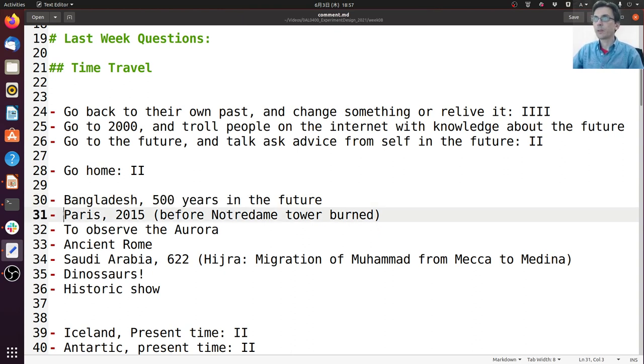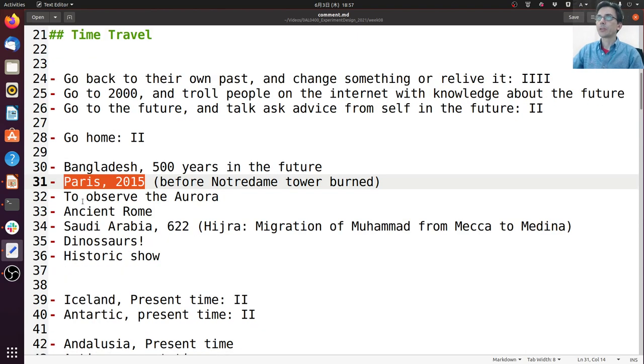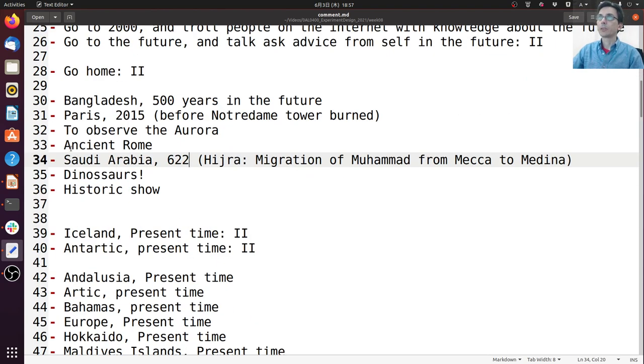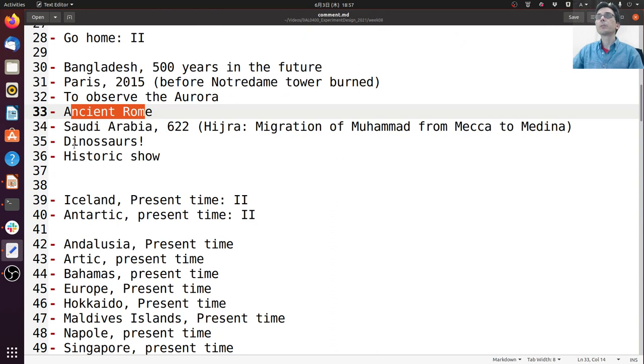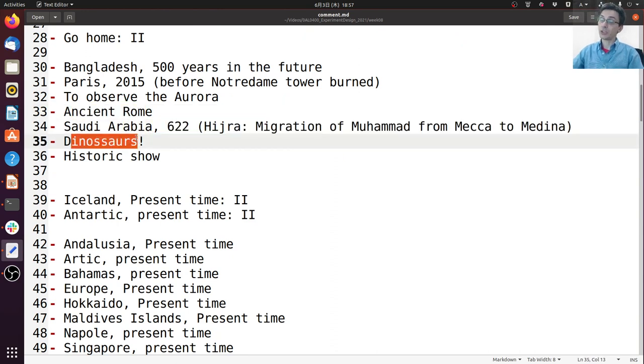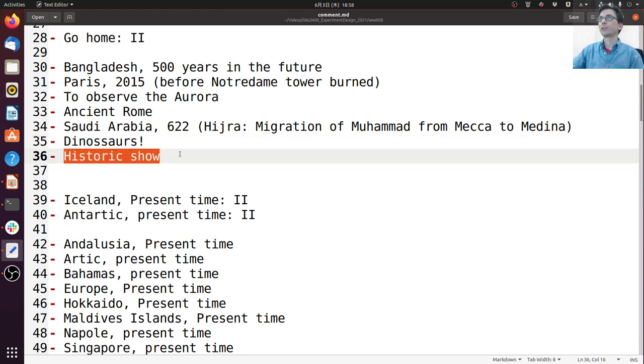One person wants to go to Paris in 2015 before the Notre Dame tower burned. One person wanted to observe the aurora. One person would want to go to ancient Rome. Another to ancient Saudi Arabia in the time of the Hijra. One person wanted to visit the dinosaurs, which I can completely understand. This would probably be very close to my own answer. And another one wanted to go to a historic show, the Live Aid show. That was a very historical one.